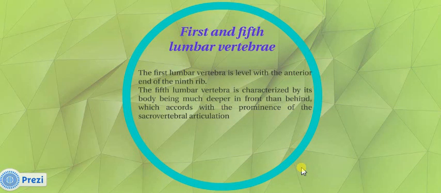First and fifth lumbar vertebra. The first lumbar vertebra is level with the anterior end of the ninth rib. The fifth lumbar vertebra is characterized by its body being much deeper in front than behind, which accords with the prominence of the sacrovertebral articulations.